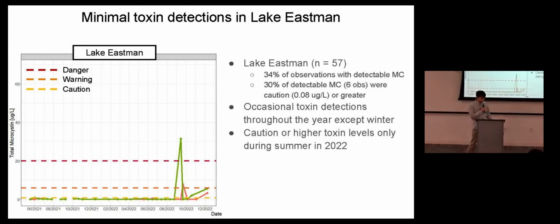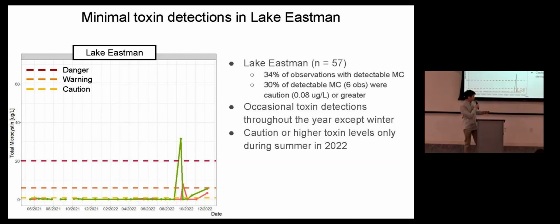So above yellow is caution, above orange is warning, and above red is danger. Overall, we had minimal toxin detections in Lake Eastman with 57 microcystin observations. Only a third of them had detectable microcystin, and of that third, only 30% had a CCHAB level of caution or greater. We can see in the figure that most of this happened during the summer of 22. And while there were other below caution microcystins throughout the year, they primarily occurred during the summer of 21.